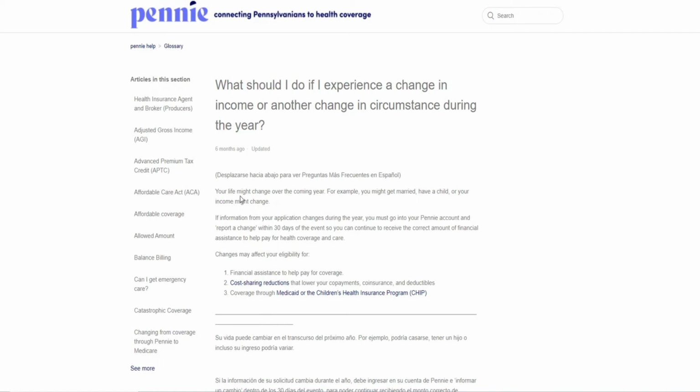And it says here, your life might change over the coming year. For example, you could get married, have a child. You might have a change in income. If you do, it's important that you be able to change your application, and you can report that change within 30 days of the event, so you continue to receive the correct amount of financial assistance to help pay for your coverage and care. And that's very important. Changes may affect your eligibility for financial assistance, cost sharing reductions, and coverage through Medicaid or CHIP.